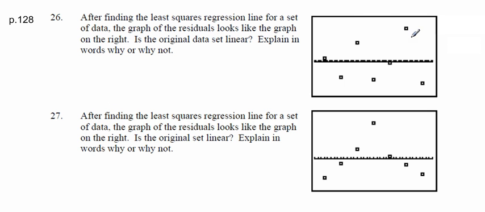So let's take a look at our residuals over here. No real pattern. Some are above the line, some are below the line, it kind of goes back and forth. So since there's no pattern, that tells us that the original data is probably linear.